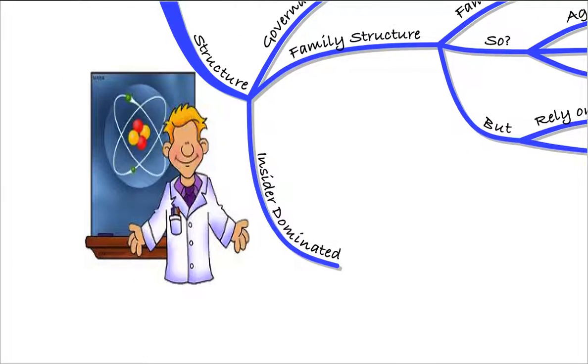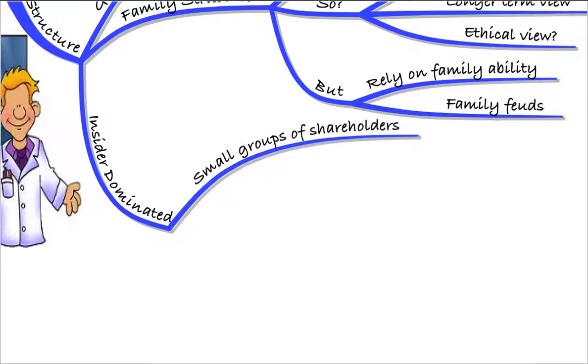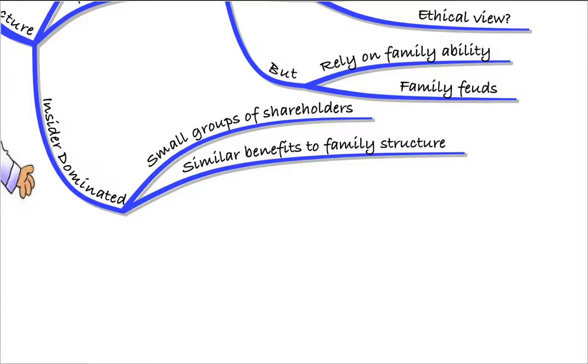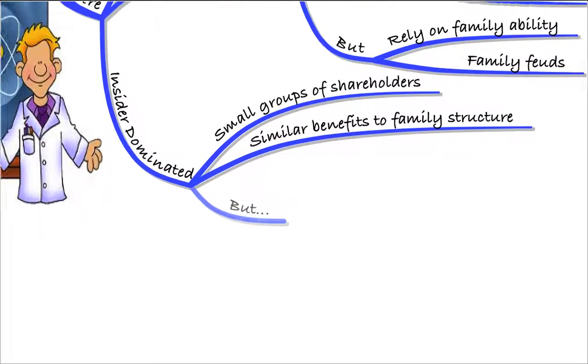Another type of business structure you need to be aware of is insider dominated. That means we have small groups of shareholders. So that may be similar to a family structure because the family in that case were the ones who had the groups of shares. In this case, we have small groups of shareholders, and that has similar benefits to that family structure. So we don't have lots and lots of different shareholders.